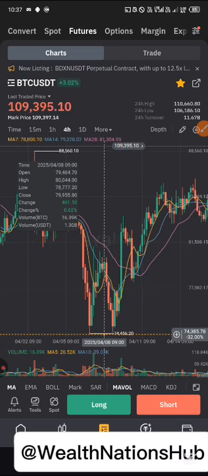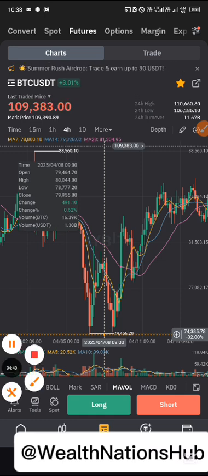So when it is a double bottom pattern, you enter a buy trade or a long trade. When it is a double top pattern, you enter a short trade. This is technical analysis.